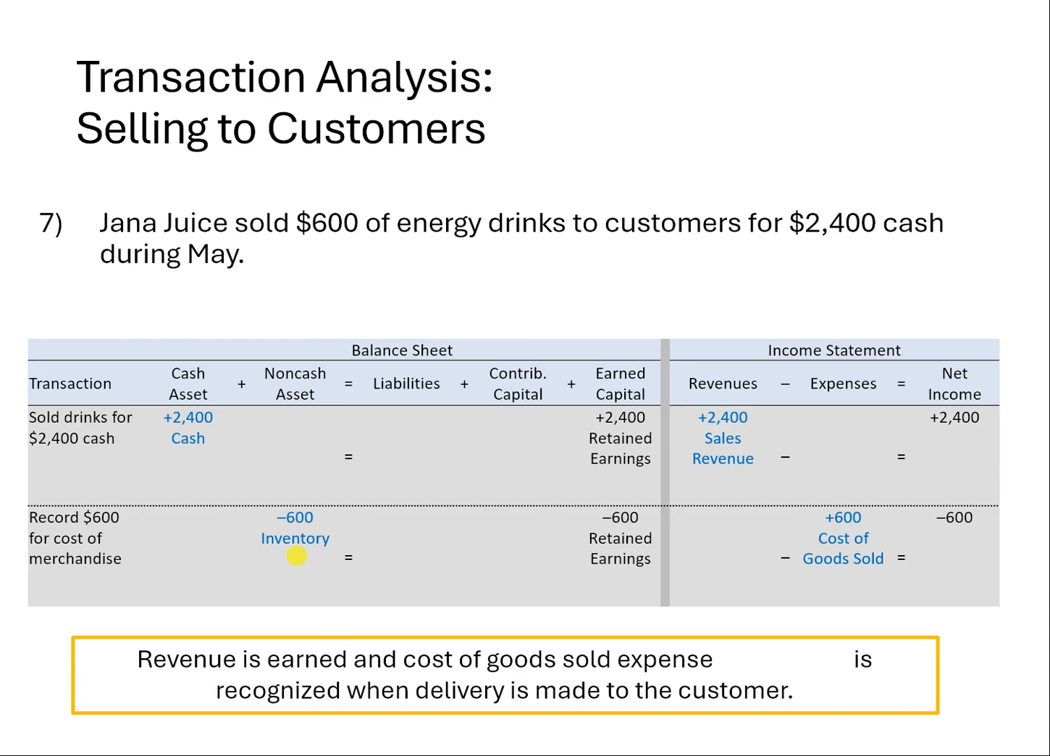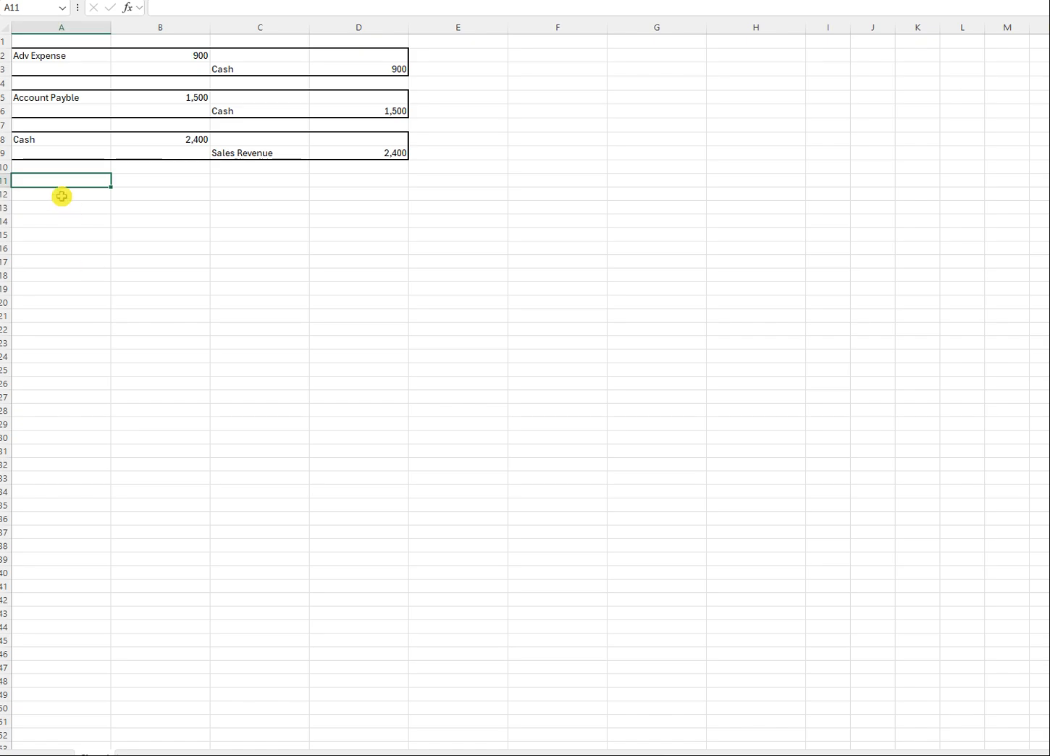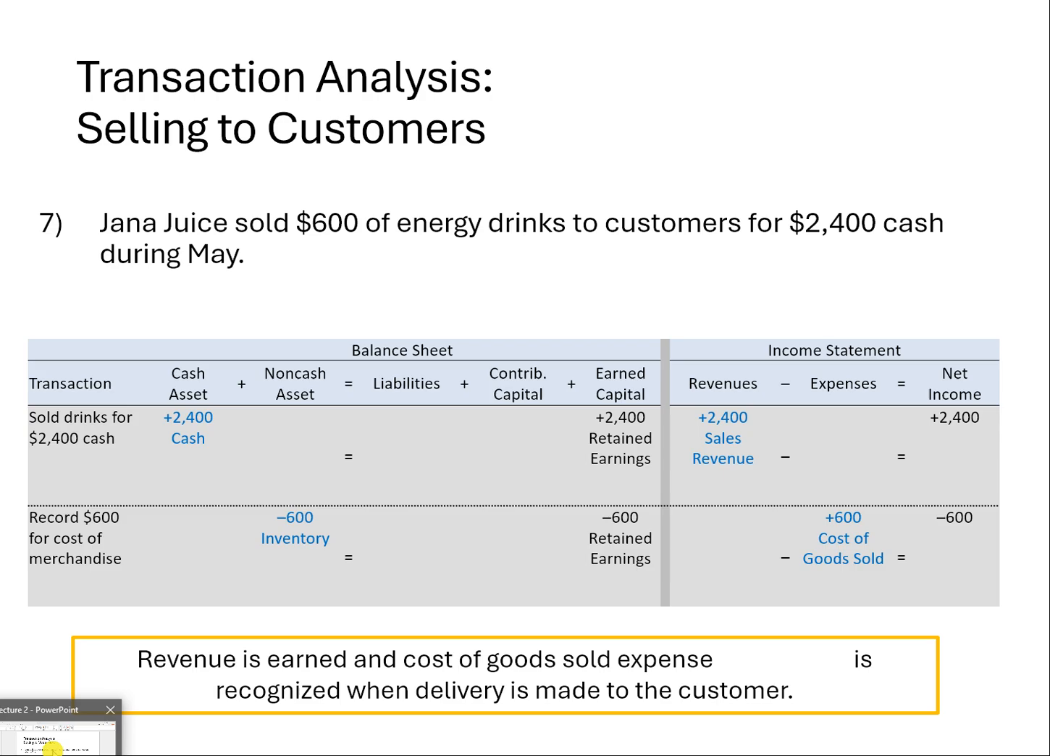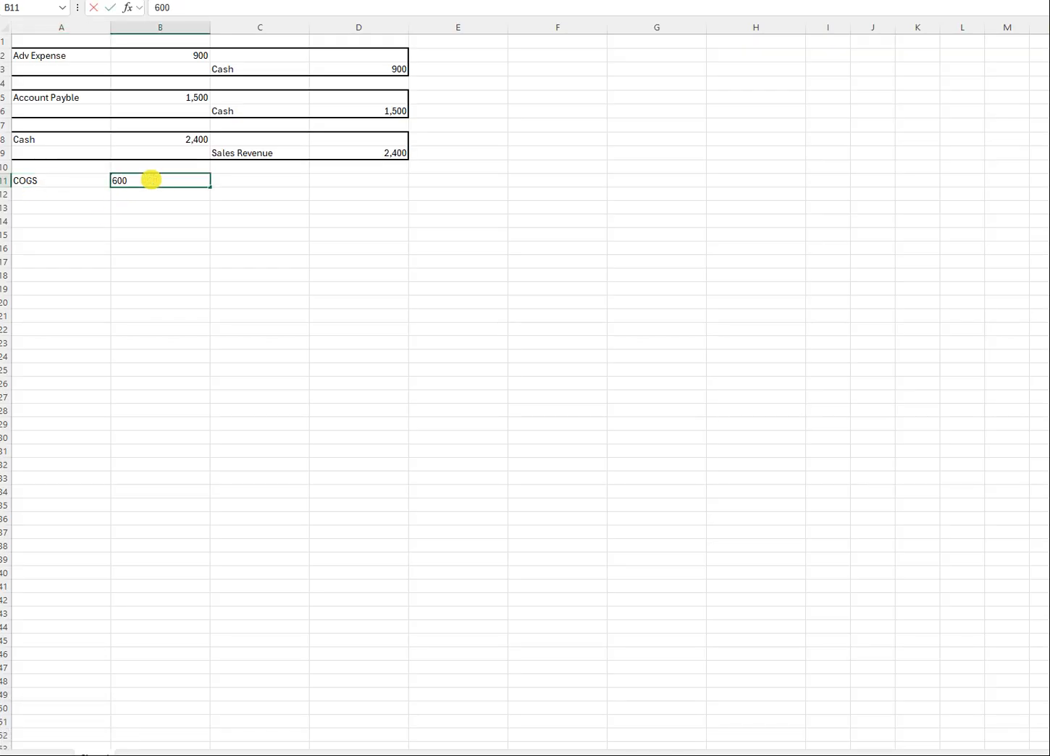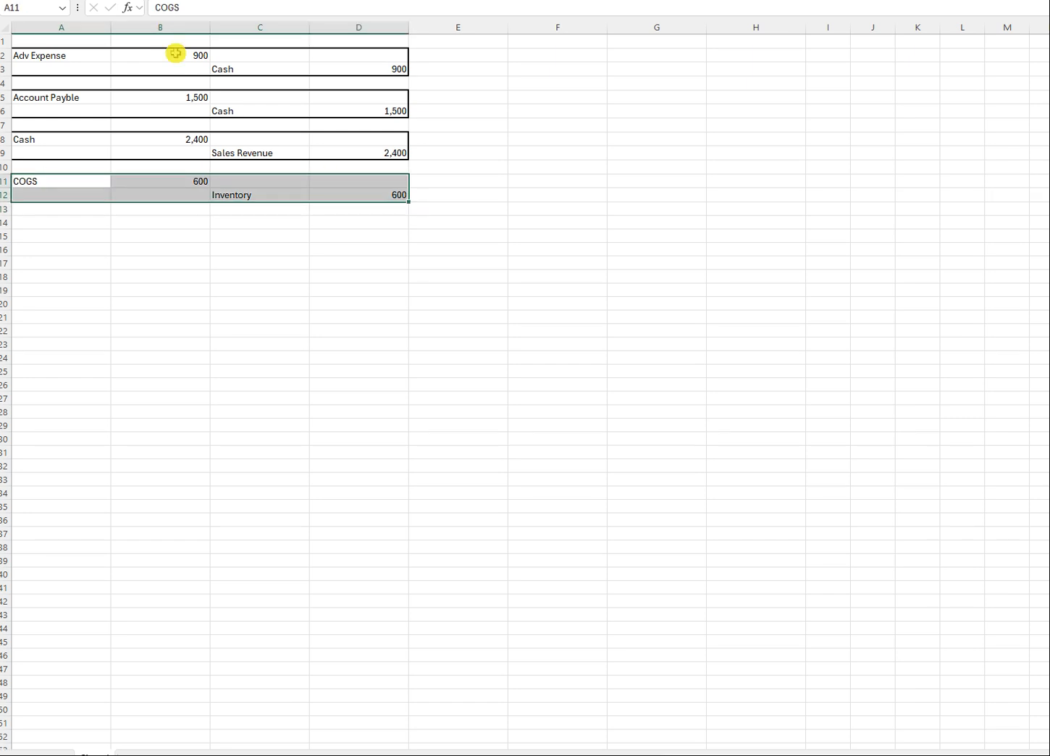And on the other hand, we're going to record expense because we sold $600 of energy drinks. That's our cost of sales. So we reduce inventory. Inventory will be reduced by $600. At the same time, because we have an expense, our equity will be reduced by $600. To be more specific, that's an expense, cost of goods sold. So I'm going to record the journal entry. We increase the expense, cost of goods sold, $600. And we reduce our inventory, $600. All right.